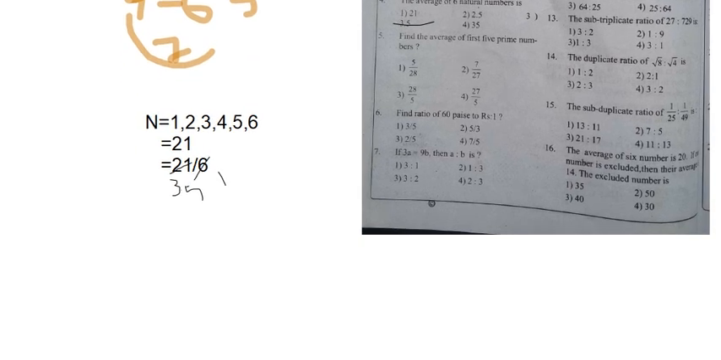Find the average of the first 5 prime numbers. So first we have to write the first 5 prime numbers. The prime numbers start from 2, which is called the even prime number: 2, 3, 5, 7 and 11. Okay, these are the first 5 prime numbers. Then our next job is what?